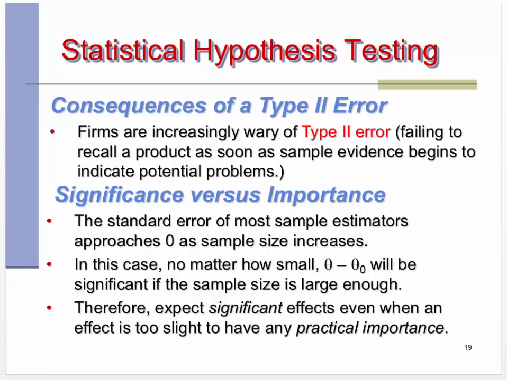Okay. Also, there's a significance versus importance issue. The standard error of most sample estimators approaches 0 as sample size increases. In this case, no matter how small, the theta minus theta 0 will be significant if the sample size is large enough. Right? Therefore, expect significant effects even when the effect is too slight to have any practical importance. Okay.